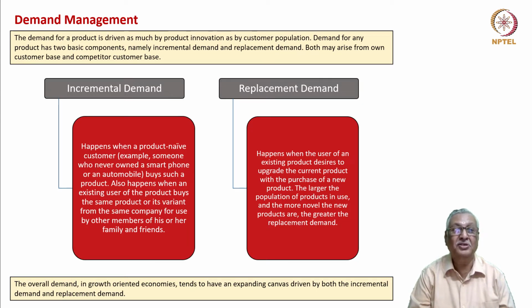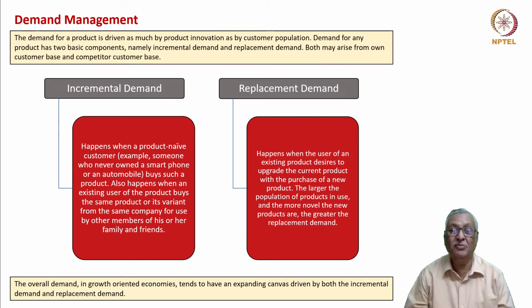The demand for a product is driven as much by product innovation as by customer population. Demand for any product has two basic components, one incremental demand and the other replacement demand. Both may again arise from own customer base and competitor customer base. Incremental demand happens when a product naive customer, that is a customer who never used a smartphone or an automobile, buys such a product. Incremental demand also happens when an existing user of the product buys the same product or its variant from the same company for use by other members of his family or friends.